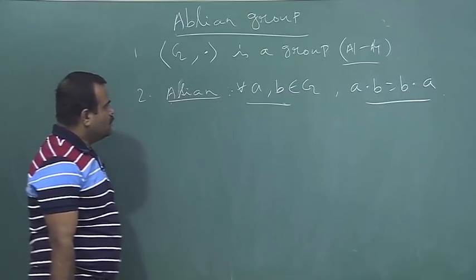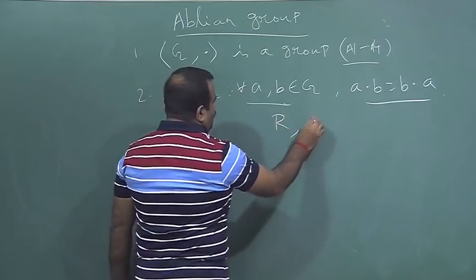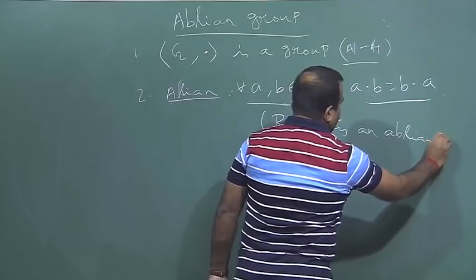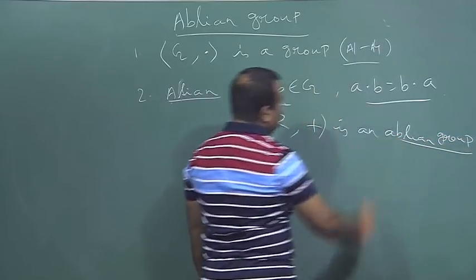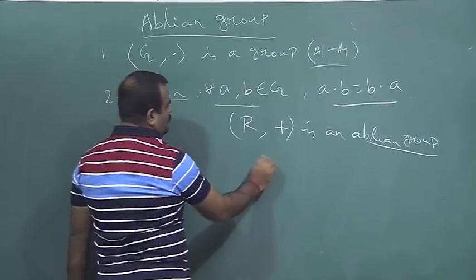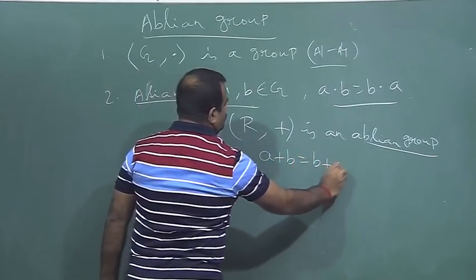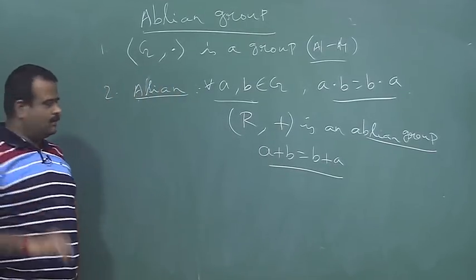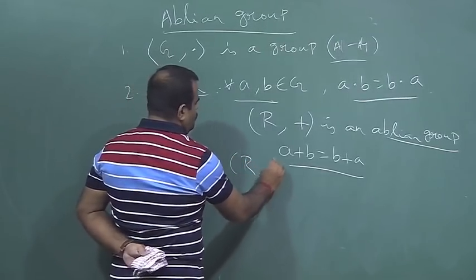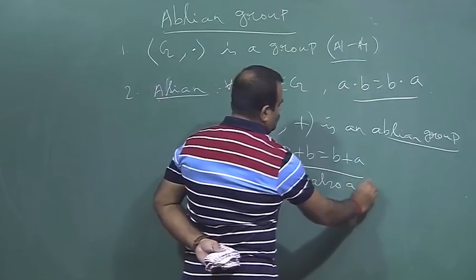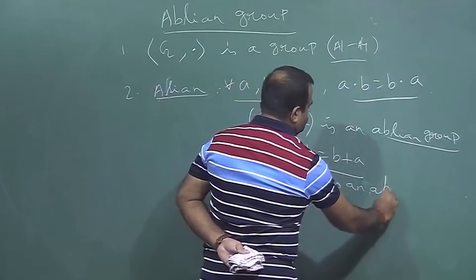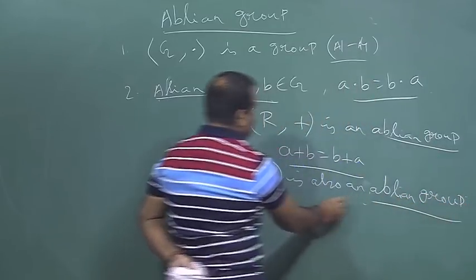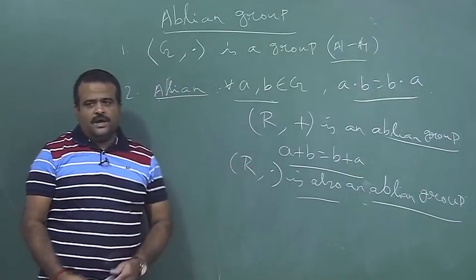or the commutative group. So, for the groups we have seen, like R plus, this is an abelian group, because the real number plus operation is commutative: if you take 2 real numbers, A plus B is the same as B plus A. Even the dot is also an abelian operation, a commutative operation. So, R dot is also an abelian group or commutative group. Okay, because this operation has to be a commutative operation.